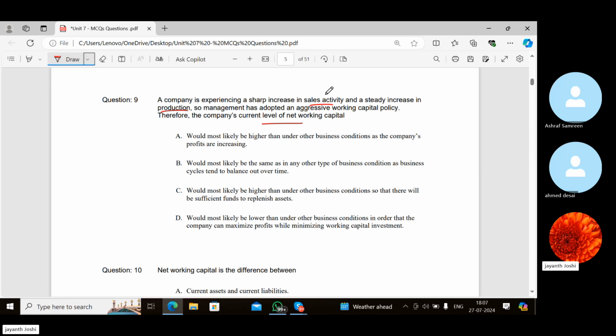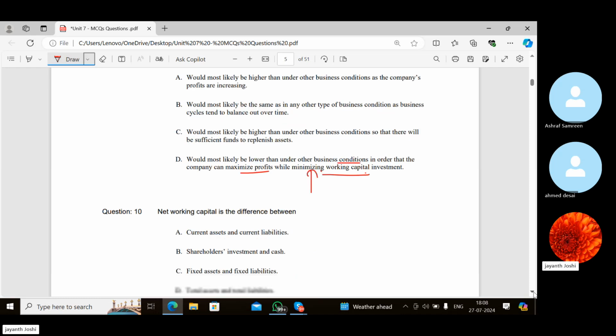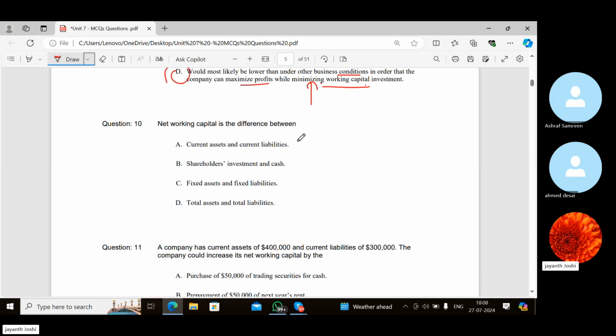So whenever there is an aggressive working capital policy, they would always try to put much more money. Short-term funds they would try to take and buy more long-term assets. So would most likely be lower under other business conditions in order that the company can maximize profits while minimizing working capital investment. So they want to minimize the working capital investment. They want to use more short-term funds to buy permanent assets. So option D.